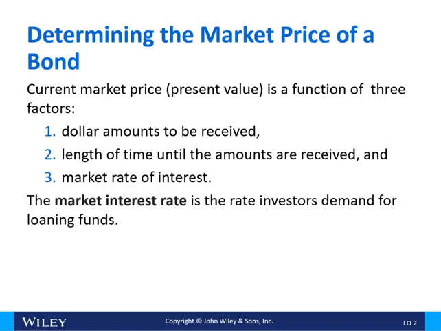So the current market price, which is the present value, is a function of 3 factors: the dollar amounts to be received, the length of time until the amounts are received, and the market rate of interest. The market interest rate is the rate investors demand for loaning funds. Okay, so if it's a similar risk loan, they're going to have the same interest rate that the market demands. May not be the stated rate of the bond.